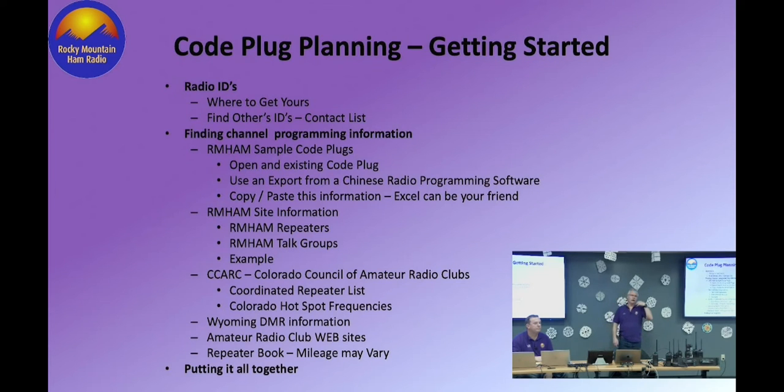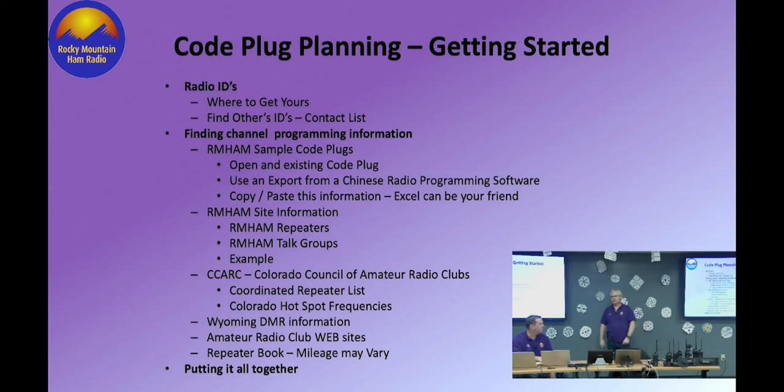So initially, for the code plug planning or getting started, this is not really from the maintenance standpoint, though you can use the things that we'll learn here for some maintenance. This is assuming that you don't have a code plug. You've got yourself your new Motorola radio or your new Kenwood radio, and you haven't had DMR. How do you get started?